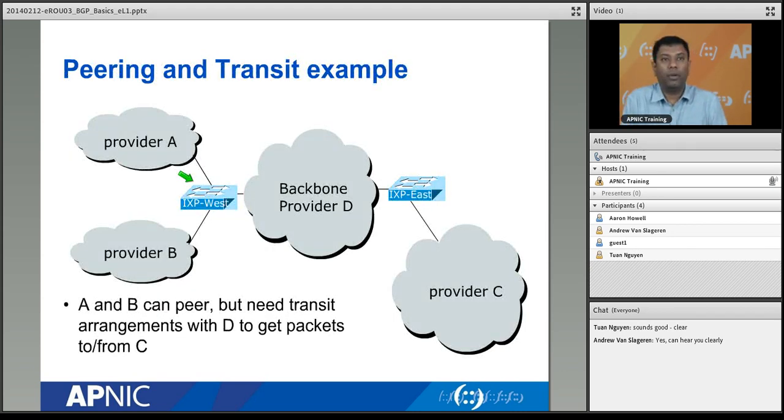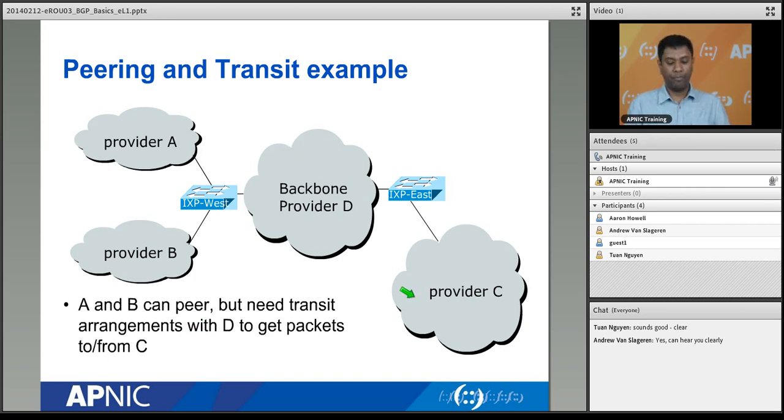Now we'll see an example of peering and transit. Here we go, we have a nice diagram now. If provider A wants to communicate with provider C, what is the requirement, or how can they do that? In the diagram, A and B can peer, but A needs a transit agreement with D to access traffic from provider C, right?